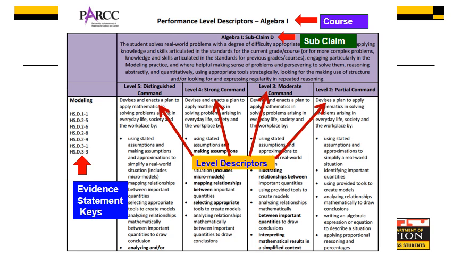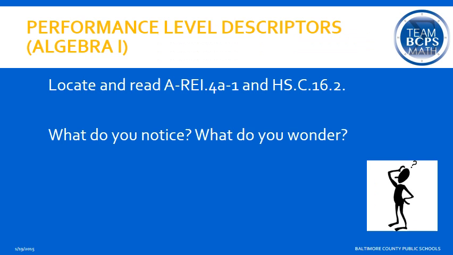So at this time, you would distribute the performance level descriptors for Algebra 1, and you ask your teachers to locate and read the REI 4A1 and the HSC 16.2, which are the level descriptors for their partner activity that they did in the beginning of the presentation, and ask them what do they notice and what do they wonder.